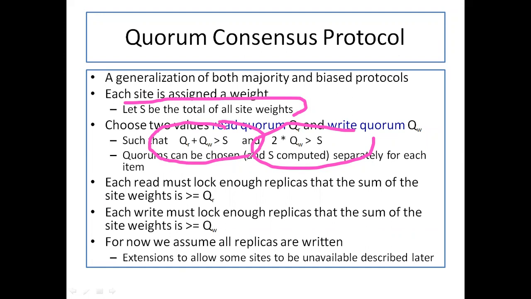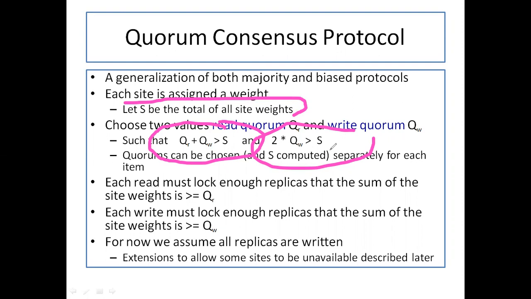Can you tell me anything, one statement that why we are writing like that? QR plus QW is greater than S. Okay, and why 2 into QW is greater than S? Just think, whatever answers you get, you just reply to me.